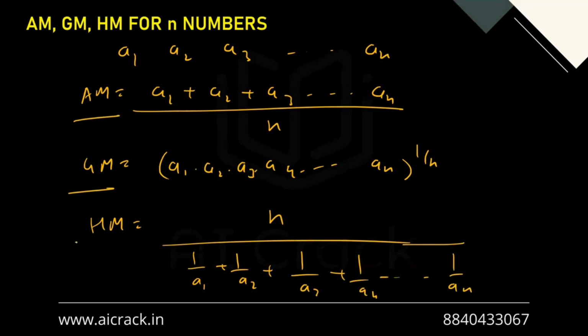So AM, GM and HM for n numbers are defined like this. You have to remember this. This lecture was till here only, and in the next lecture we'll be talking about AM, GM and HM inequalities, and also we'll be solving some miscellaneous series. So let's meet in the next lecture.